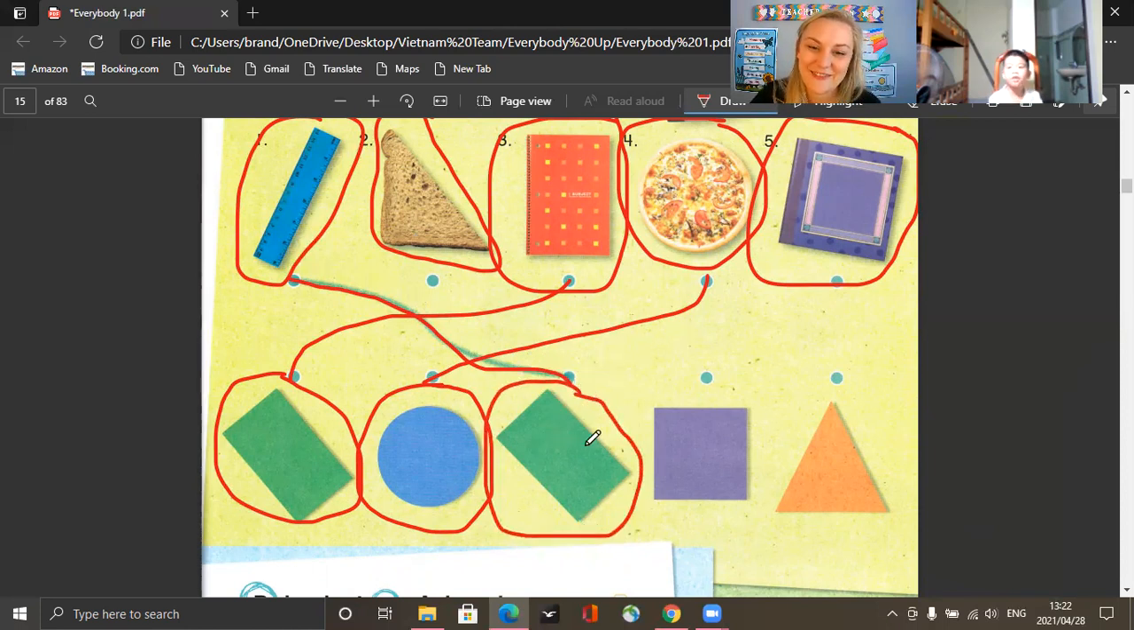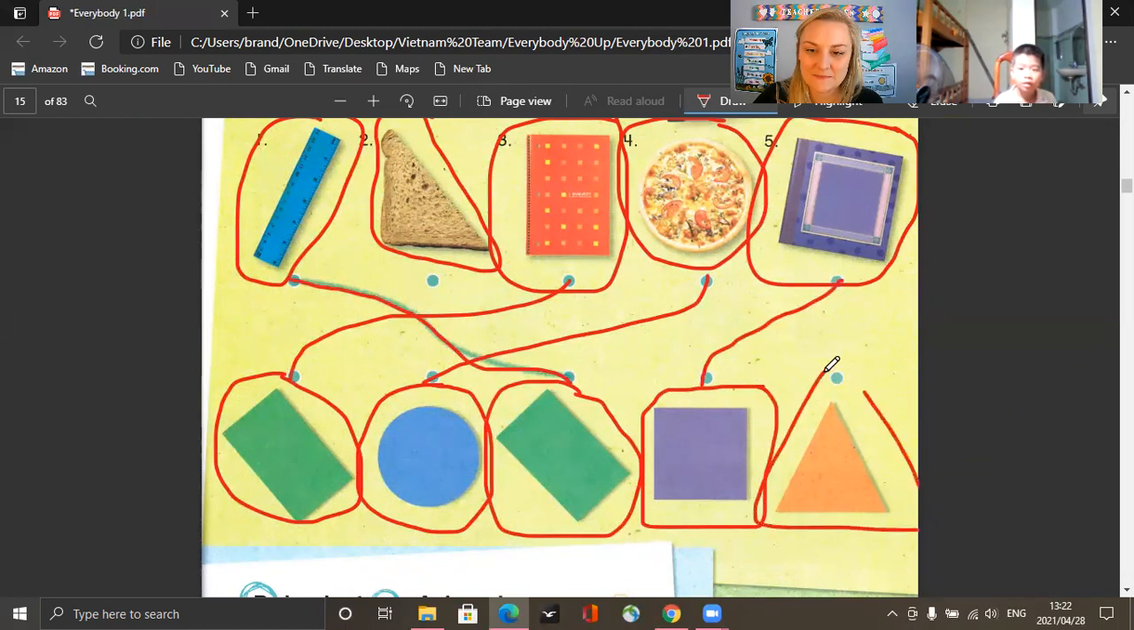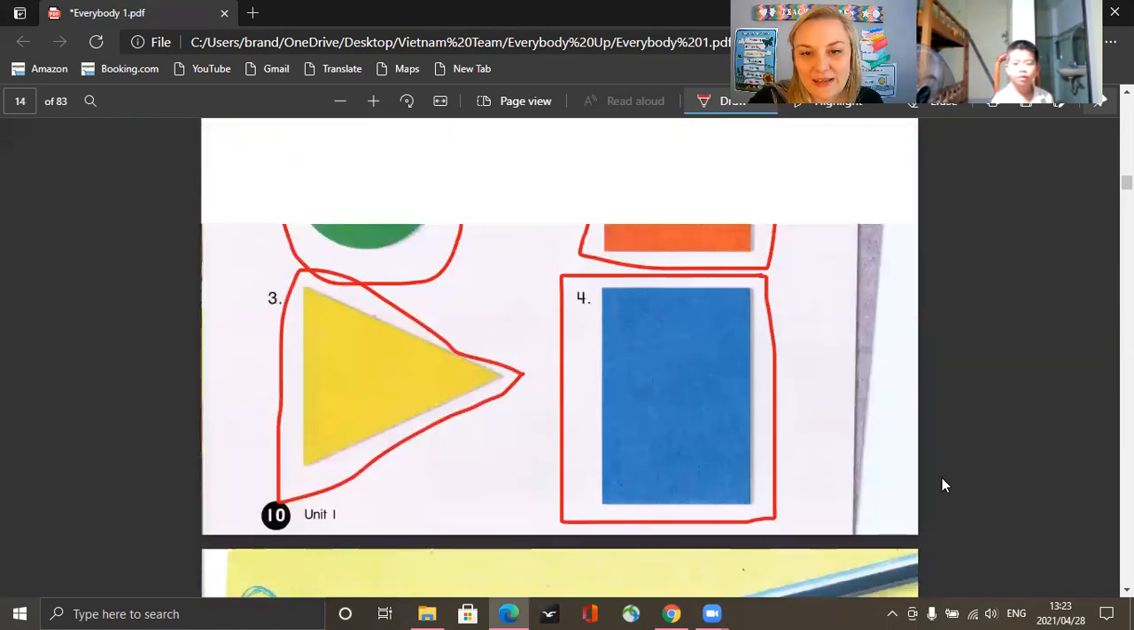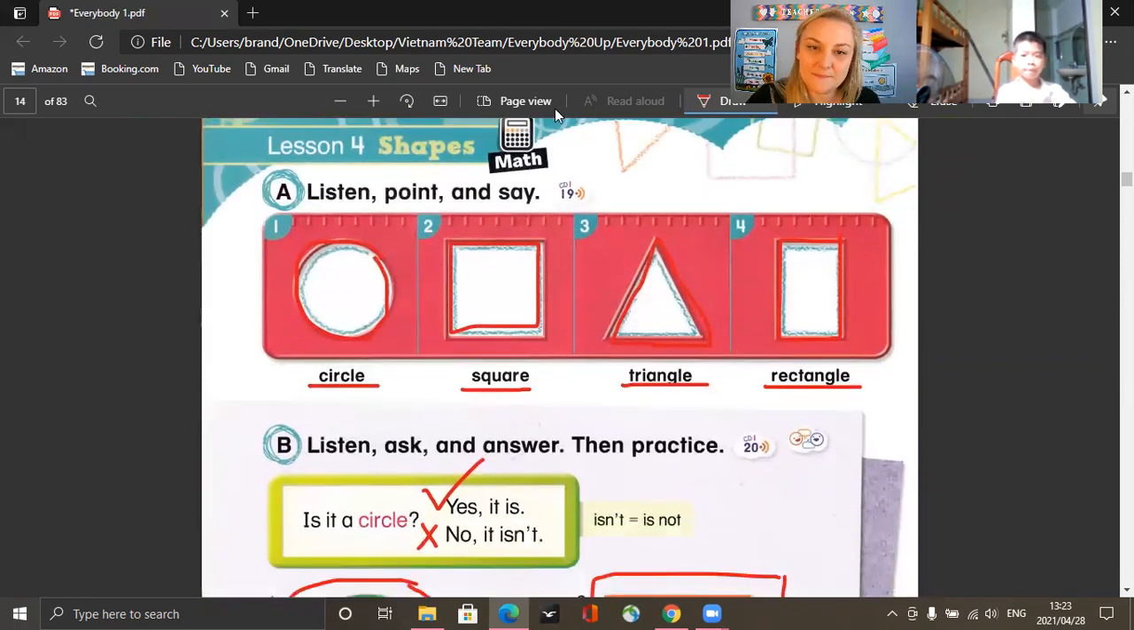Okay, this one is already with the ruler. Rectangle. Very good. Okay, what shape is this? Square. Yes. What does it go with? Book. Very good. And what shape is this? Triangle. Yes. What does it go with? Bread. Bread is a triangle. Very good. Okay, let's try again. What is number one?